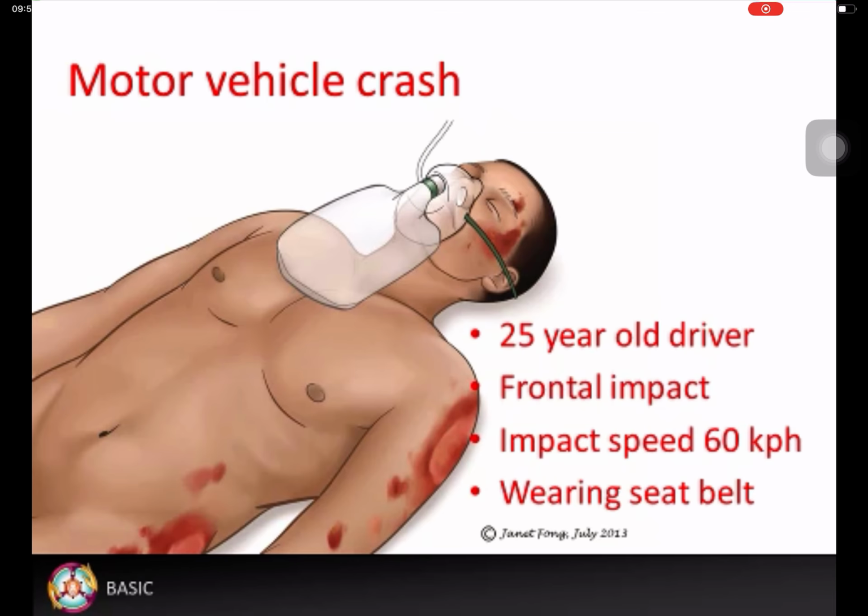We're going to go through a case to illustrate some of these issues. You are asked to see a 25-year-old driver who was involved in a frontal impact motor vehicle accident with an impact speed of 60 kilometers per hour. He was wearing a seatbelt.